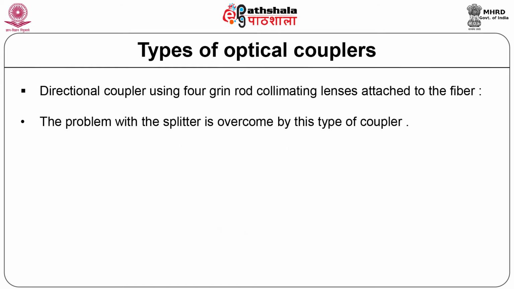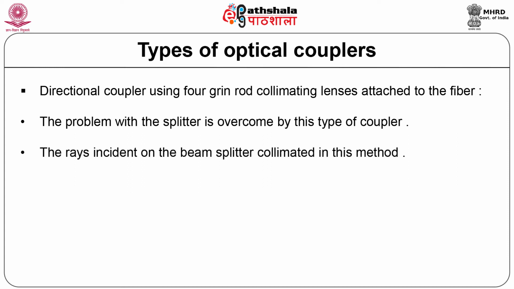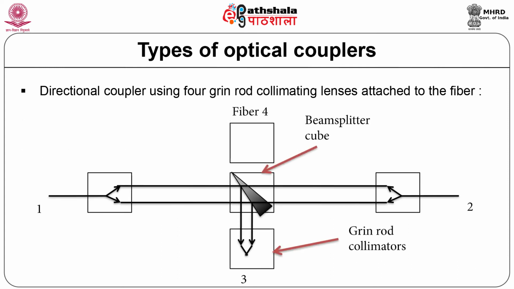Directional coupler using 4 graded index rod collimating lenses attached to the fiber. The problem associated with the splitter is overcome by this type of coupler. In this, the rays are collimated and incident on the beam splitter, and the divided light is refocused onto the receiving fibers. The figure shows such an arrangement where GRIN rods are replaced by convenient spherical lenses.